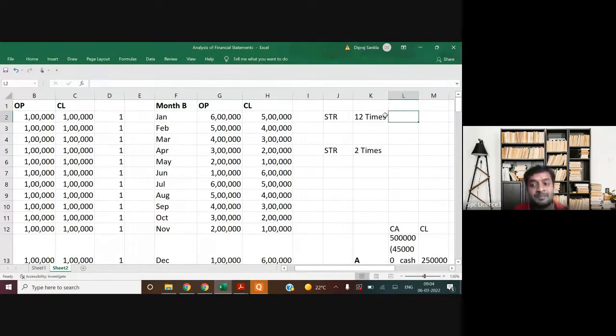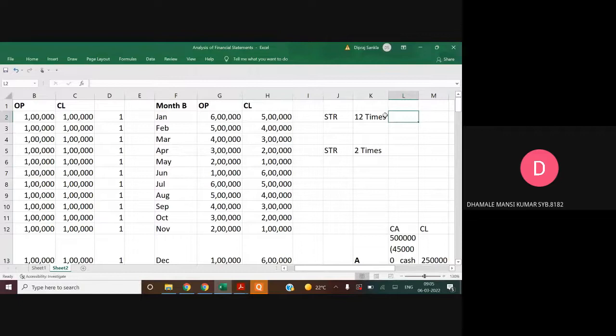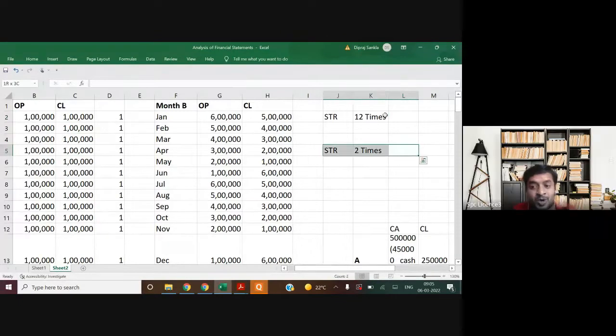Okay, which company will need a large size go down, A company or B company? B company. Because the stock turnover ratio is small, it means stock is moving slowly, so you will need to store that stock for a longer period, and that longer period is 6 months, na? Yes, sir. So you should have a warehouse where you can store that stock for 6 months. Are you understanding? Yes, sir. See, this is the significance of stock turnover ratio.